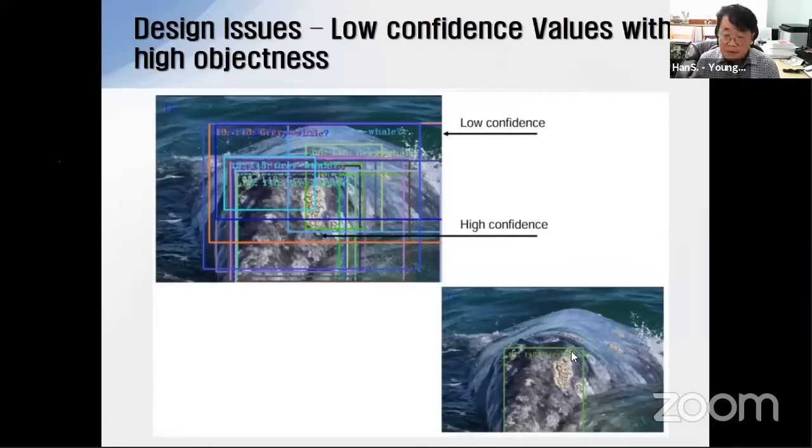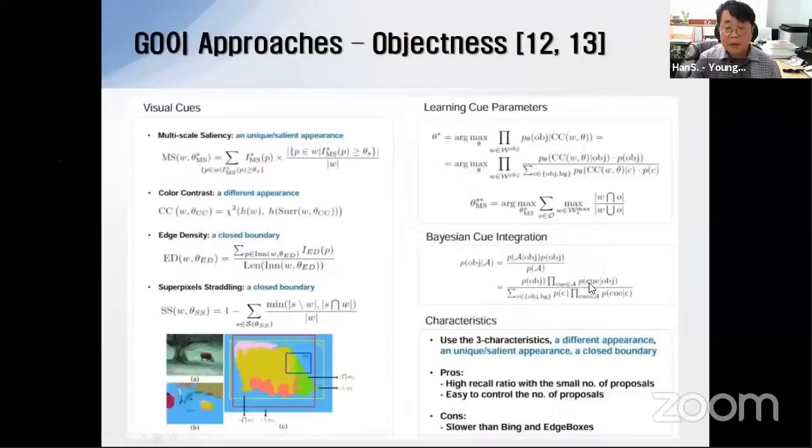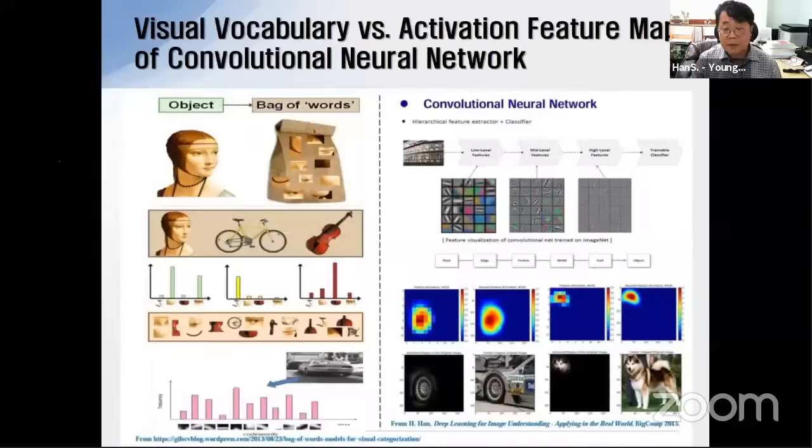Then finally we can find a bounding box containing the whale. The problem is that our expected location is like that, but it detects this part. Because this part is the most important key point for identifying the whale. That is why it focuses on this one.